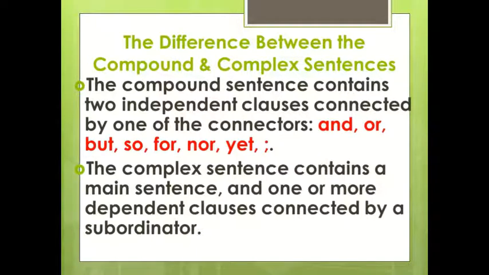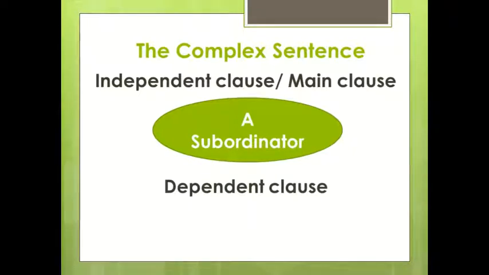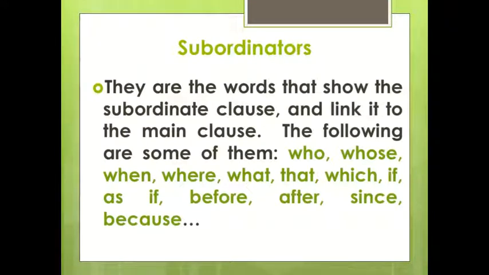The complex sentence contains only one main sentence, only one simple sentence, only one independent clause, and one or more dependent clauses connected by a subordinator. So the complex sentence includes an independent clause or main clause, a subordinator, and one or more dependent clauses. What we mean by subordinators? We mean that they are words showing the subordinate clause and link it to the main clause.